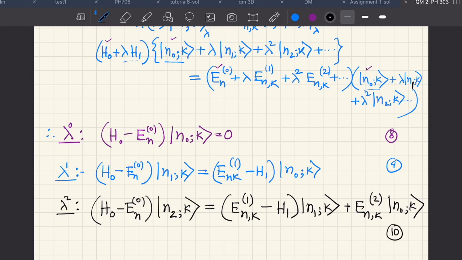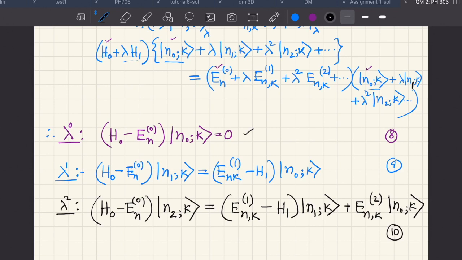Now note that the first one is trivially satisfied because that is the eigenvalue equation for the unperturbed state. All these lambda 0, lambda 1 and lambda square order terms are equations for a fixed k. Every term in equations 8, 9 and 10 has the same k, but k can take values from 1 to capital N. And there are these three equations, therefore there are 3N equations at your disposal.